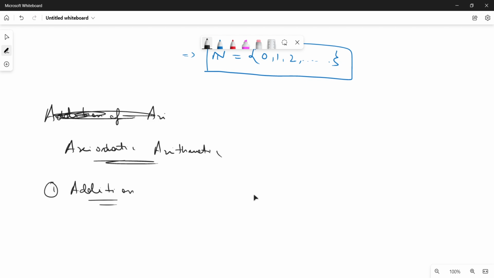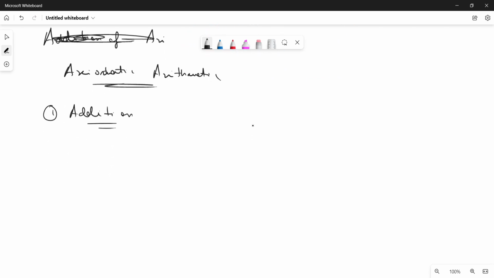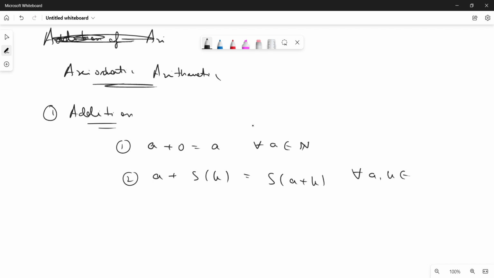So the first of them is addition. Okay. So how do we actually define addition axiomatically? We have two cases. Number one is any natural number plus 0 is the natural number itself. And number two is a plus the successor of b is defined as the successor of a plus b, for all a, b in natural numbers. Is it clear? So this is the way in which we define addition for the set of natural numbers.